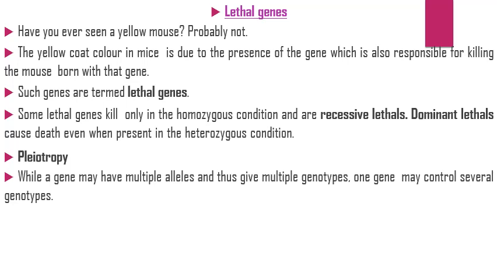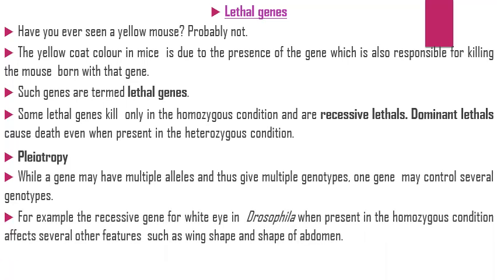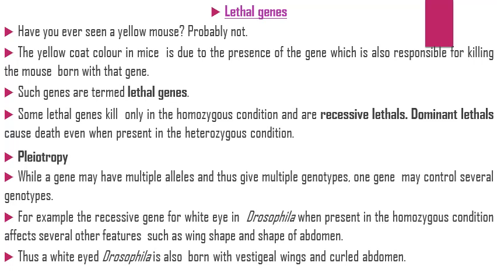Pleiotropy. While a gene may have multiple alleles and thus give multiple genotypes, one gene may control several phenotypes. For example, the recessive gene for white eye in Drosophila, when present in the homozygous condition, affects several other features such as wing shape and shape of abdomen. Thus, a white-eyed Drosophila is also born with vestigial wings and abdomen.